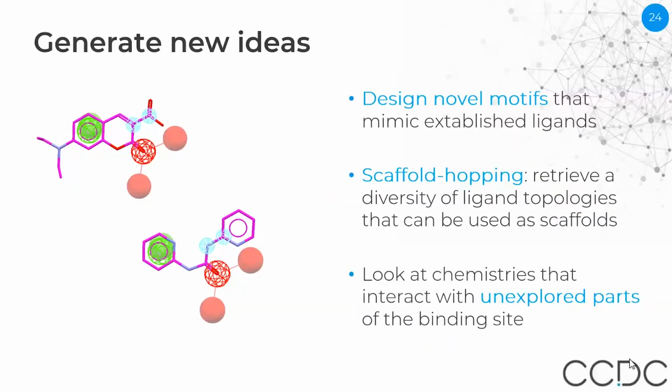So, for example, you can design a novel motif that mimics an established ligand. This can help to move away from an already patented chemical space or to improve physicochemical and pharmacokinetic properties. This can also be useful to retrieve a diversity of ligand topologies that can be used as scaffolds, and also to look at chemistry that may interact with an unexplored part of the binding site. So this can really help with improving the selectivity of the ligand, for example, against a protein of the same family. And therefore, again, it can be really useful to reduce cross-reactivity and improve bioactivity as well.